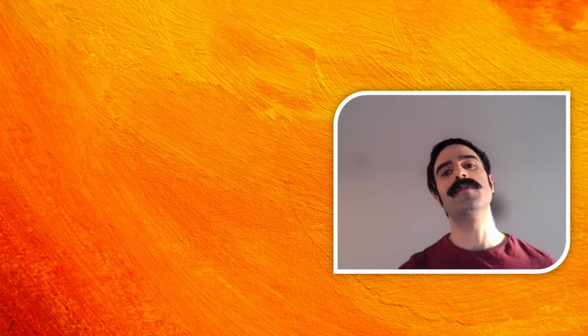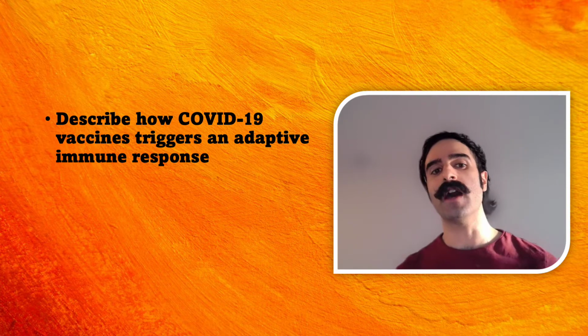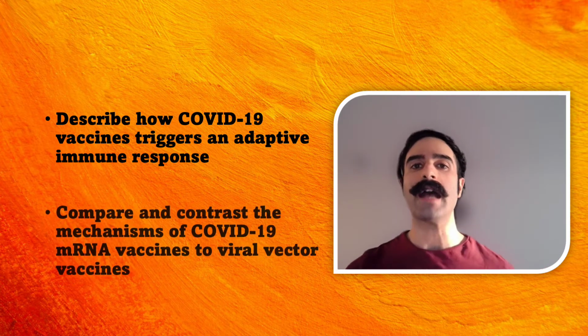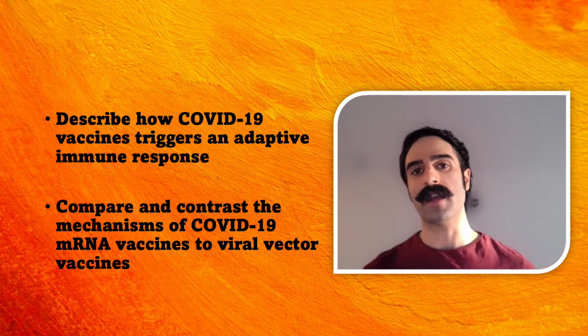In this video, we'll take a look at how vaccines provide hosts with immunity against SARS-CoV-2. By the end of this video, you should be able to describe how COVID-19 vaccines trigger an adaptive immune response to protect hosts against the virus, and compare and contrast the mechanisms between mRNA vaccines and viral vector vaccines.